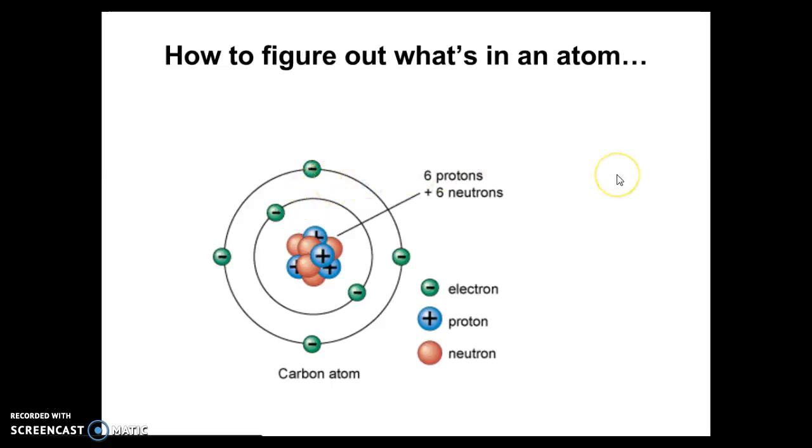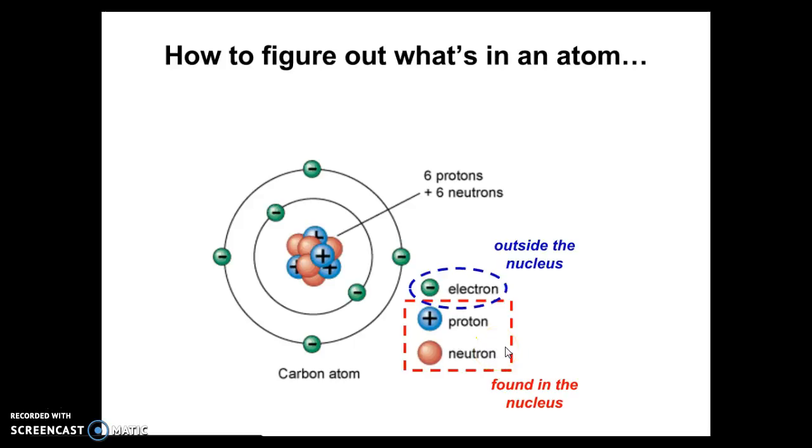Okay, so here's how to figure out what is inside an atom and how many of each type of particle there are. First up, I want to point out that in the nucleus of every atom, there are protons and neutrons. The protons and neutrons are found in the nucleus. The electrons are found outside the nucleus. They are orbiting or zipping around the nucleus.